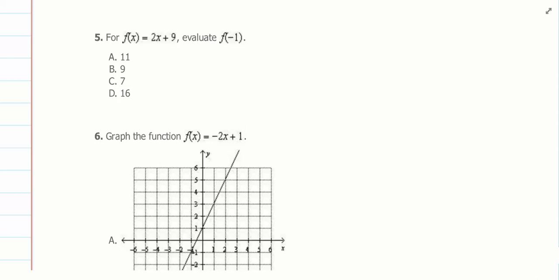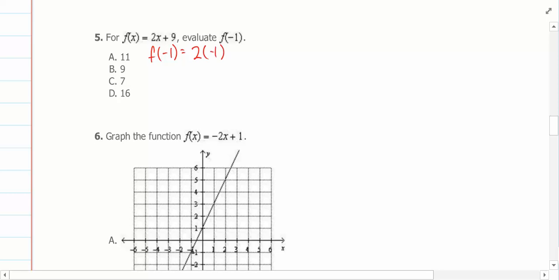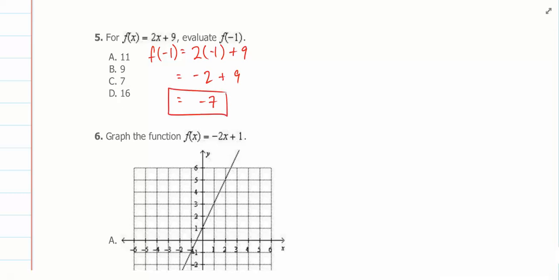Number 5, we need to evaluate this function at -1. So you'll remember from class that to evaluate f of -1, we need to change the letter x to a -1. So we'll change x to -1 and put it inside parentheses here. Multiply those two to make -2, and -2 plus 9 is -7. Oops, I need to be careful with my math here. -2 plus 9 is +7. Looks like C is the choice to go with for number 5.